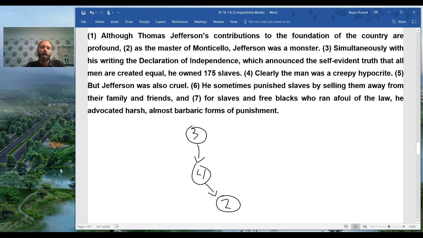All right, now let's look at 5, 6, and 7. 5 says Jefferson was also cruel, but the passage as of yet hasn't given us any reason to believe that he was cruel. So why should we think that he was cruel? Well, he sometimes punished slaves by selling them away from their family and friends. That seems cruel. And for slaves and free blacks who ran afoul of the law, he advocated harsh, almost barbaric forms of punishment. So both reasons to think that he was cruel. So the way this seems to go is we have a couple reasons in this passage for thinking he's a monster. He was a creepy hypocrite, and also he was cruel.